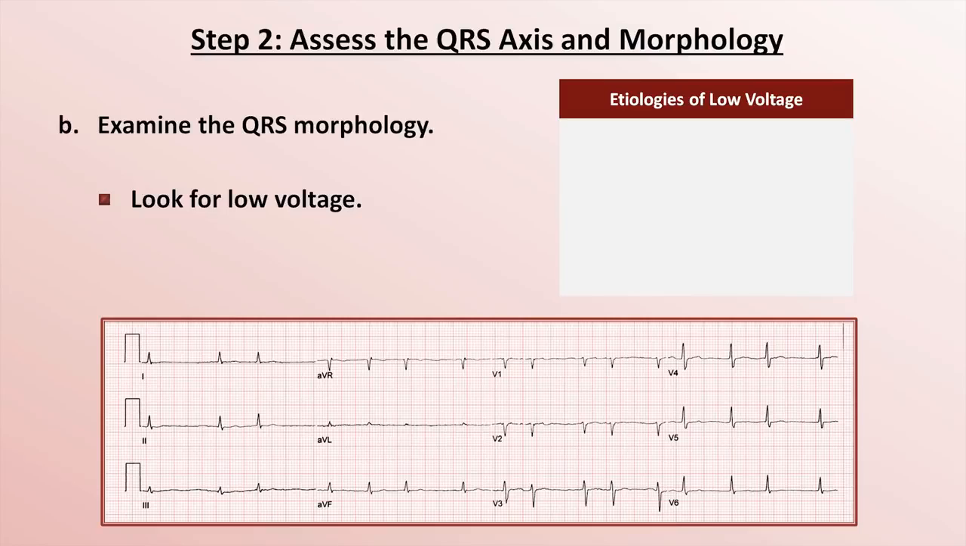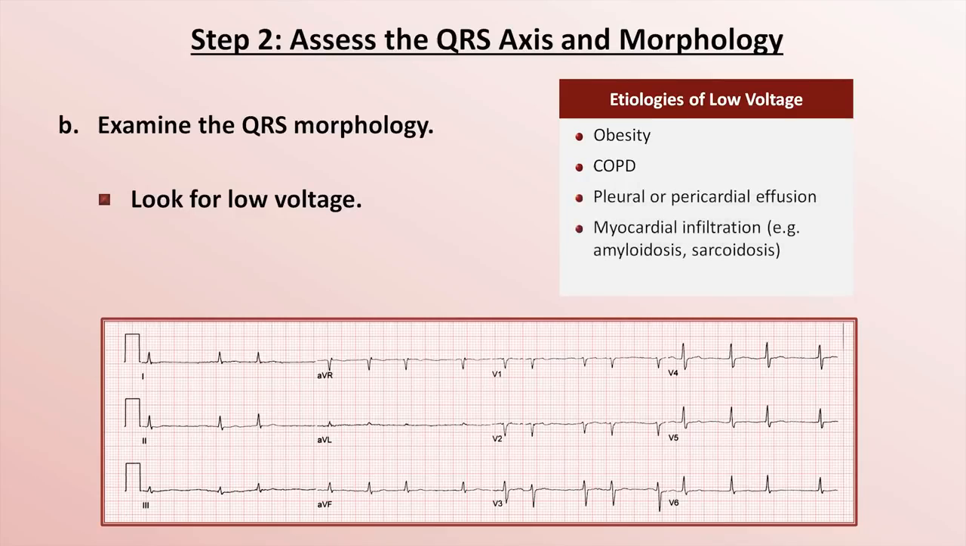Moving outside in, this includes excessive adipose tissue in obesity, excessive air and hyperinflation from COPD, pleural or pericardial effusions, and infiltrative diseases of the myocardium, such as amyloidosis and sarcoidosis. Finally, through a mechanism unknown to me, hypothyroidism can also cause low voltage.